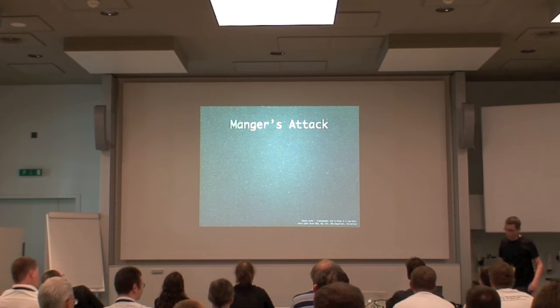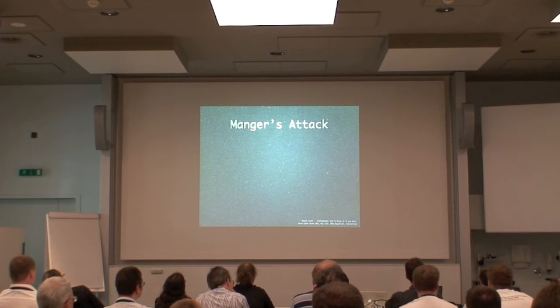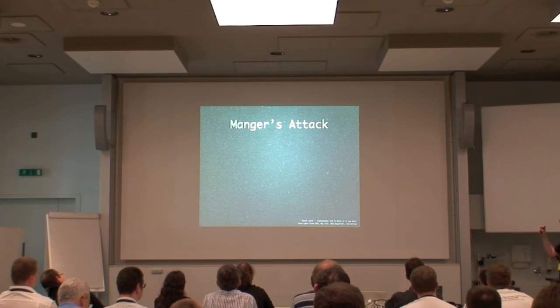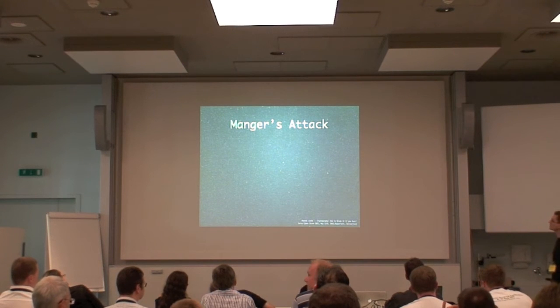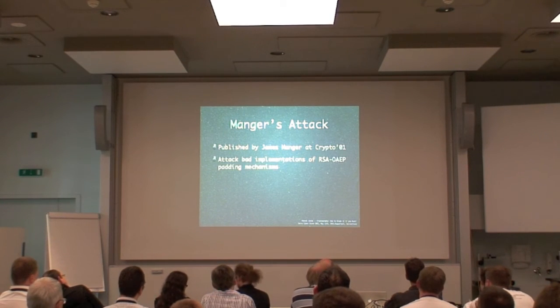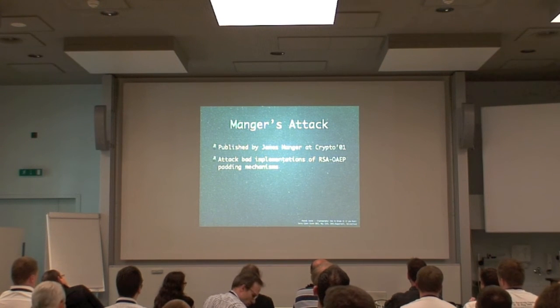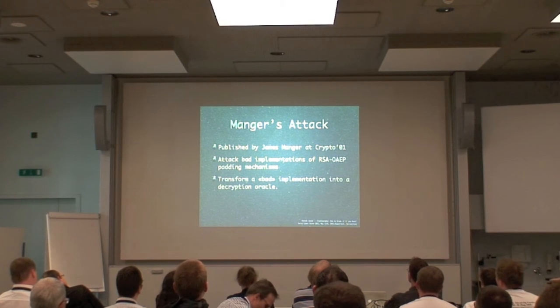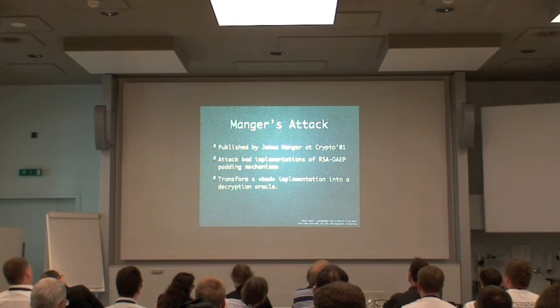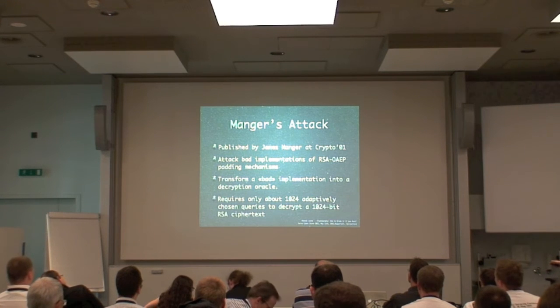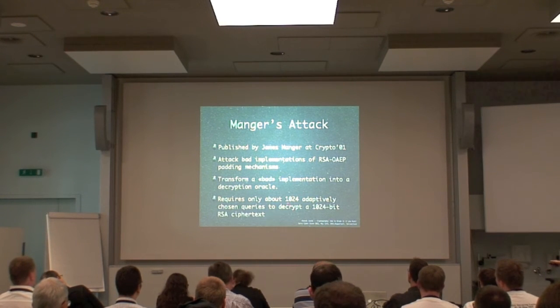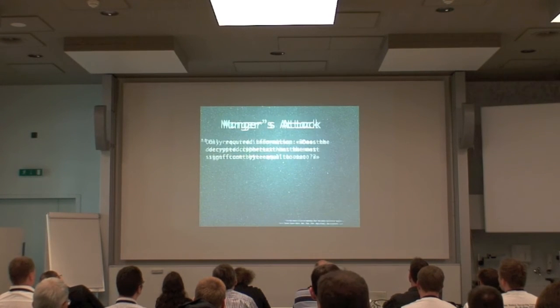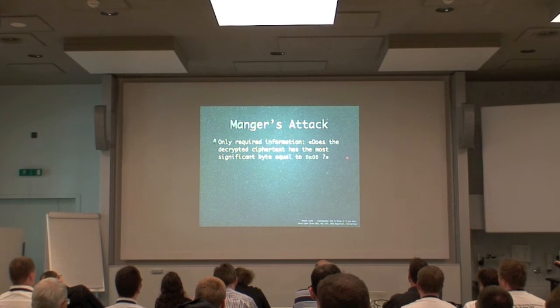Okay, another example of the same type of attack is not against a symmetric primitive but an asymmetric one. It's against the provably secure RSA-OAEP. This attack was also published approximately at the same time, Crypto 2001, and that's already 10 years ago. And of course, you transform the bad implementation into a decryption oracle, and without knowing the private key, with only about 1,000 queries to the oracle, you are able to decrypt a 1024-bit RSA ciphertext.